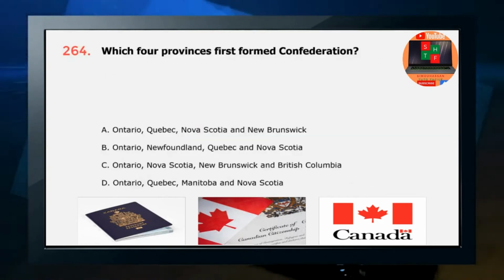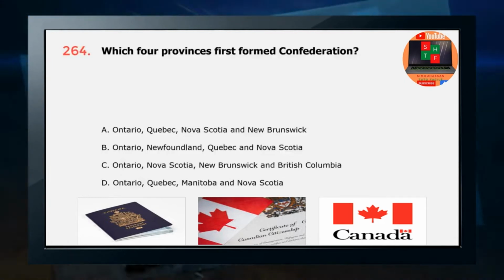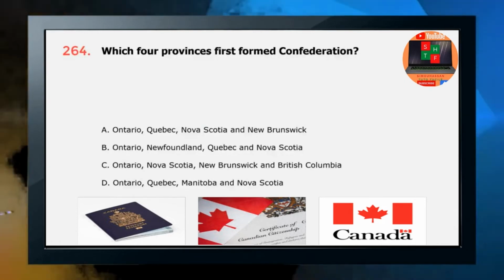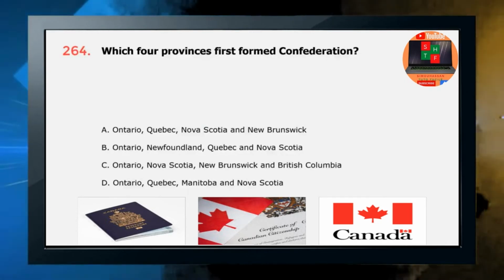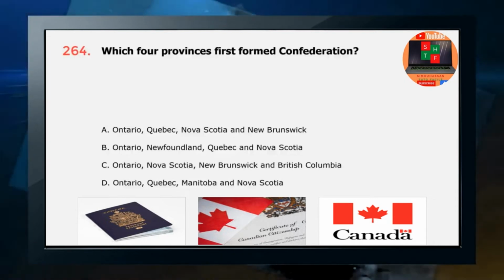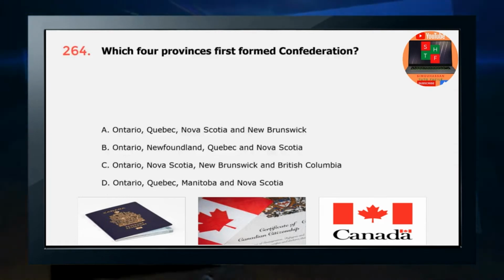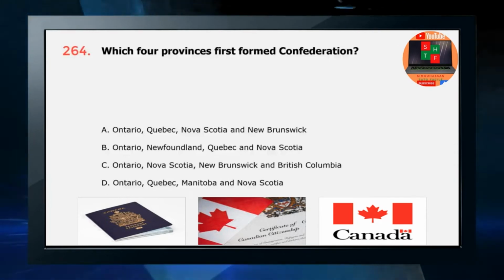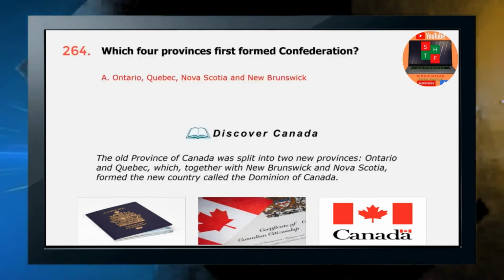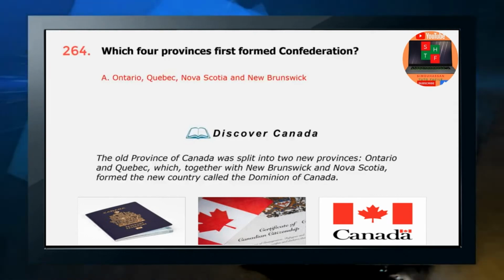Question 264. Which four provinces first formed Confederation? A. Ontario, Quebec, Nova Scotia, and New Brunswick. B. Ontario, Newfoundland, Quebec, and Nova Scotia. C. Ontario, Nova Scotia, New Brunswick, and British Columbia. D. Ontario, Quebec, Manitoba, and Nova Scotia. The answer is A. Ontario, Quebec, Nova Scotia, and New Brunswick.